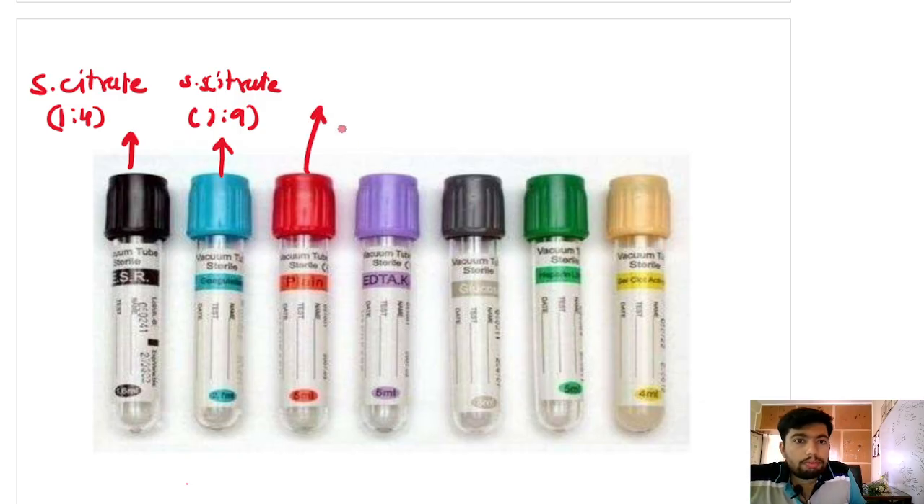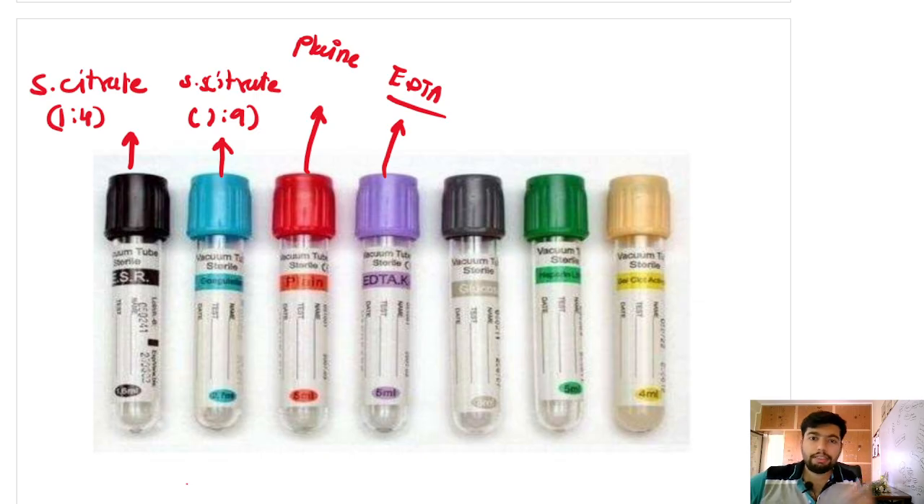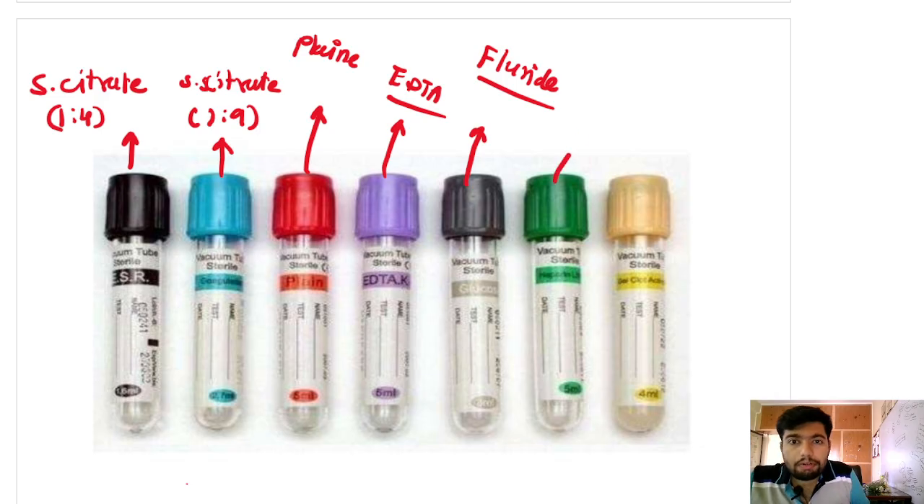This red color tube is a plain vacuum tube. This purple color is an EDTA vacuum tube, ethylene diamine tetraacetate. This is gray color. The gray color vacuum tube is a fluoride tube. Green color one is a heparin vacuum tube.